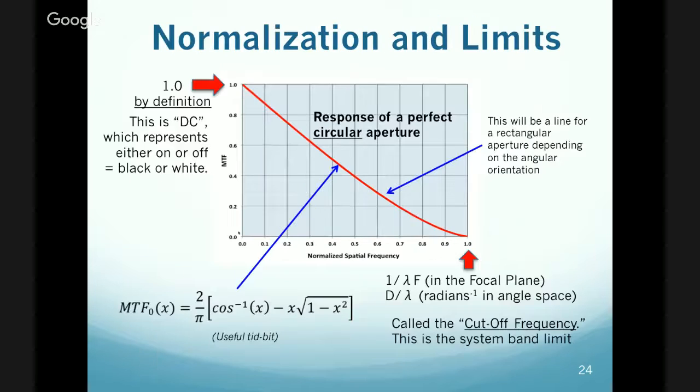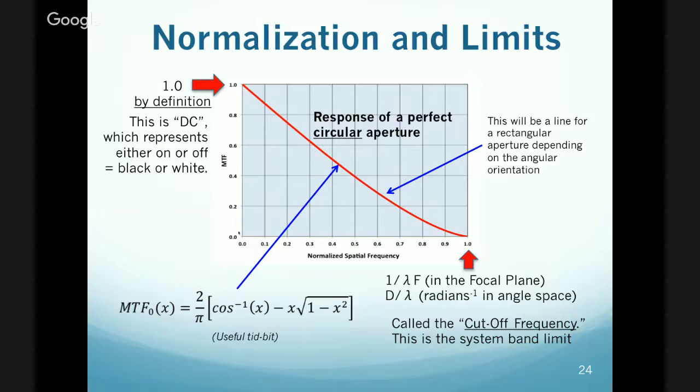So first of all, before I do that, let's just start on the left side. I think I mentioned to you that the maximum of the MTF is by definition 1. That's DC spatial frequency, that's either on or off, black or white. The curve, the red line, is always the curve for a circle. And you notice that it's not perfectly straight. If we had a perfect rectangular aperture, it would be straight, but there'd be some other problems that we would have. But we normally don't have rectangular apertures, so we won't spend much time talking about that.